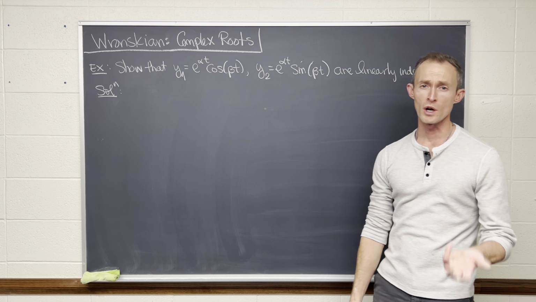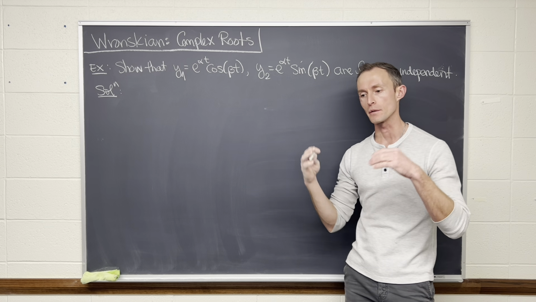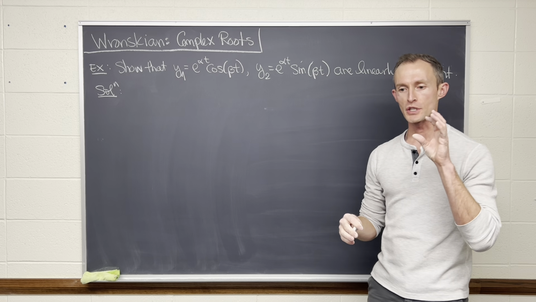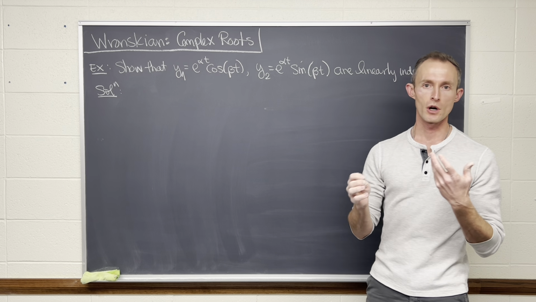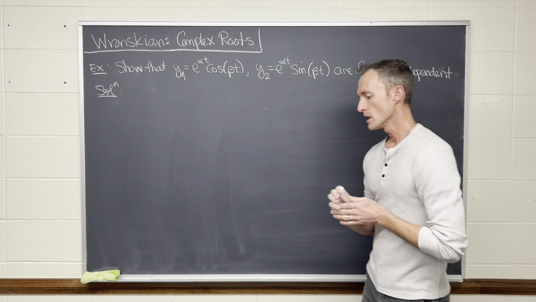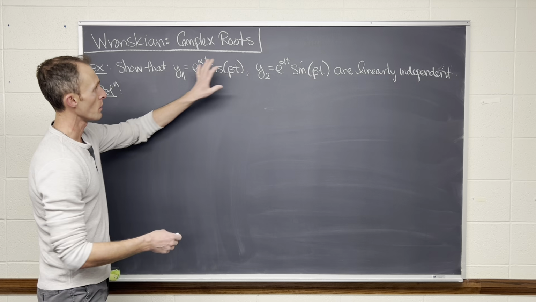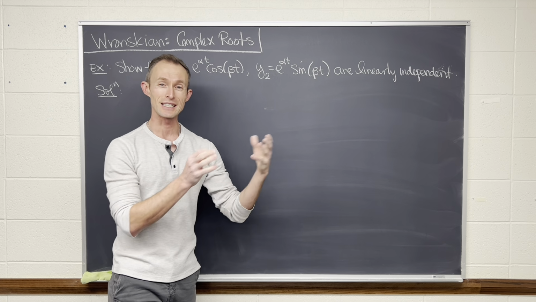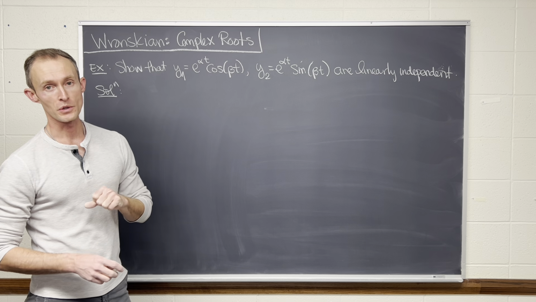Today we're doing another Wronskian computation, but this time for complex roots. So in the background, I'm thinking of a constant coefficient, second order, linear, homogeneous ODE whose roots are complex, okay? So how do I actually do this? Well, remember it's the Wronskian of y1 and y2. If that is not identically equal to 0, then I know that y1 and y2 are linearly independent.